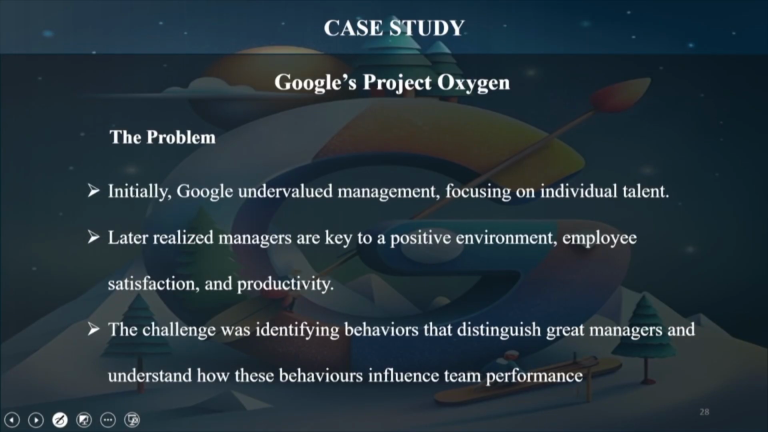The problem has been very critical. Google initially operated under the belief that management was not essential to success, given the company's focus on individual talent and innovation. However, over time, it became clear that managers played a pivotal role in fostering a positive work environment, enhancing employee satisfaction and driving productivity. So this happens to be the first major flaw there. The challenge was identifying the specific behaviors that distinguish great managers from average ones and understanding how these behaviors actually influence team performance. So this was specifically the problem per se.